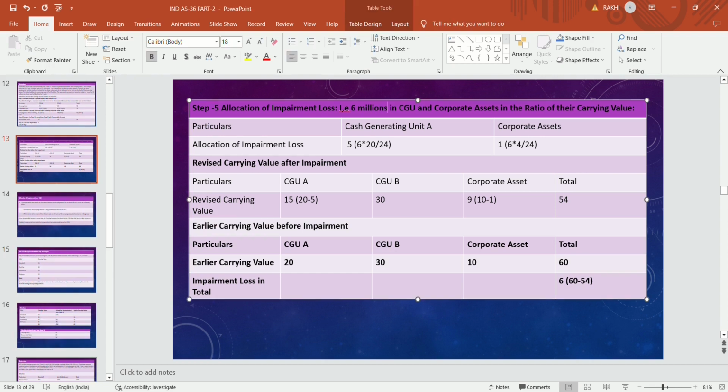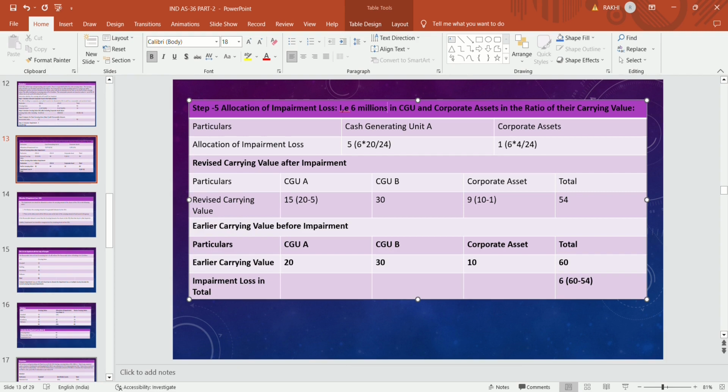So the impairment loss is 6 million. We will allocate that loss into the CGU, the cash generating unit, and the corporate asset. So the particulars are cash generating unit A and corporate asset, because that loss belongs to these two assets. So we will allocate it to them.